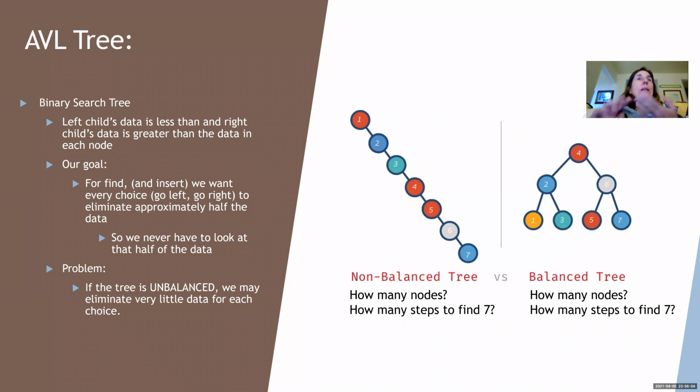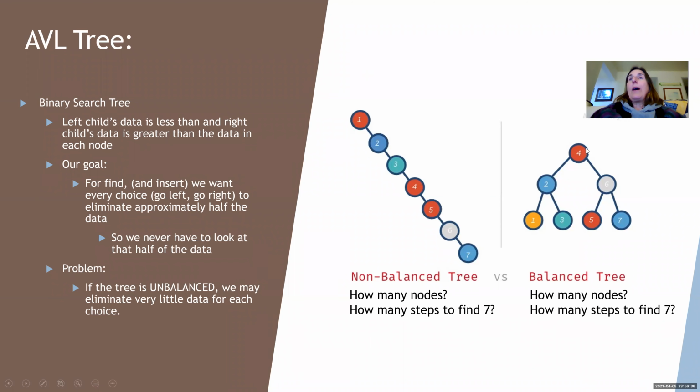Let's just quickly review: we have a binary search tree. The left child's data is less, the right child's data is greater. Our goal is to have find, insert, and remove all work so that for find and insert, every choice we make to go left or go right eliminates about half the data. That means we never have to look at that data because we know it's not going to be in it.